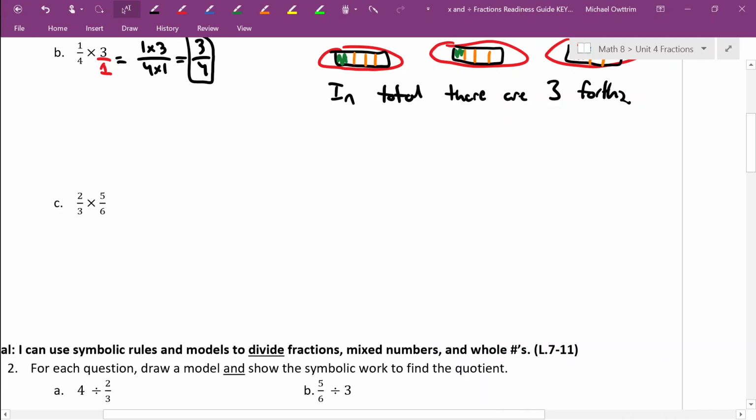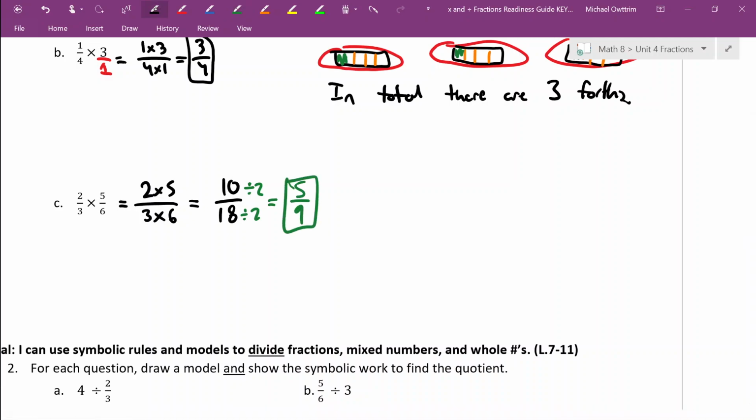Last one here, I've got 2/3 times 5/6. So I want to go ahead and multiply top by top, bottom by bottom. It's going to give me 10 over 18. I do notice that both of those are even, so I can simplify them. I'll divide them by 2. And that gives me my simplest form answer of 5/9.